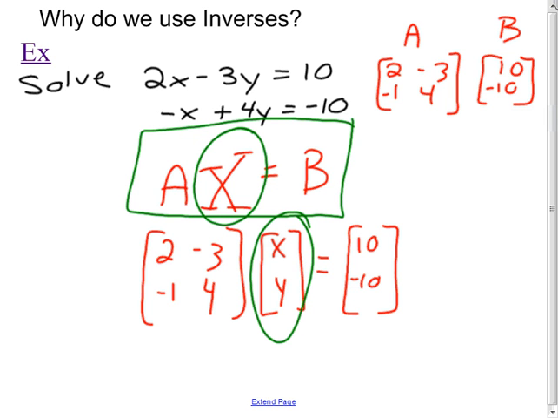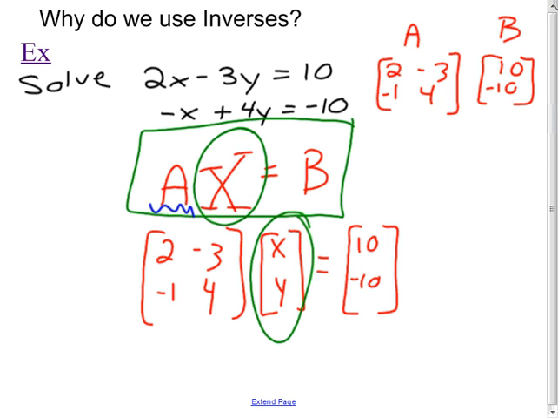So I need to isolate X and Y. So that X value. So I have to get rid of A. I don't want A. I can't have A. Well, A is attached to X by multiplication. Unfortunately, there's no division of matrices. Since there's no division of matrices, I have to undo the multiplication operation. What undoes multiplication? The inverse of multiplication, A inverse.